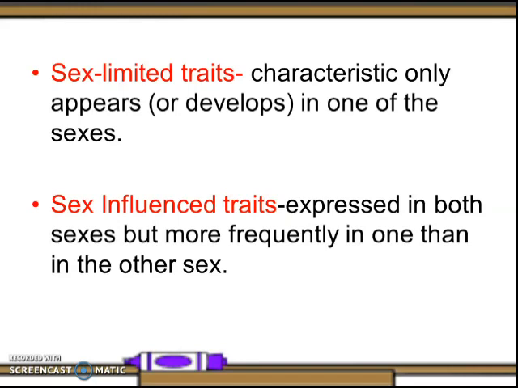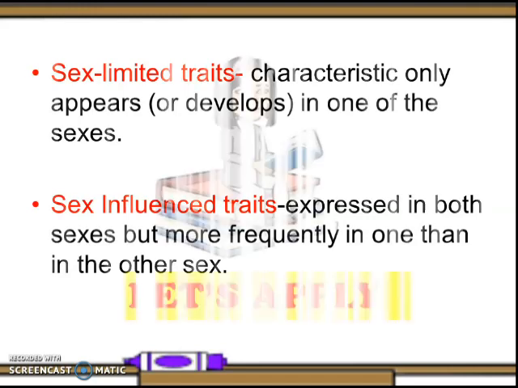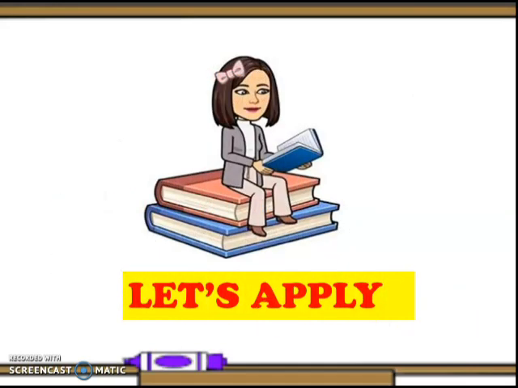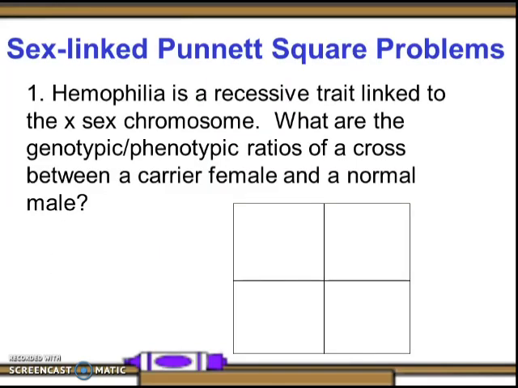Sex-limited traits are characteristics that only appear in one of the sexes, and sex-influenced traits are expressed in both sexes but more frequently in one than the other sex. Let's apply. Solve for the sex-linked Punnett square problems. Number 1. Hemophilia is a recessive trait linked to the X-sex chromosome. What are the genotypic and phenotypic ratios of a cross between a carrier female and a normal male?